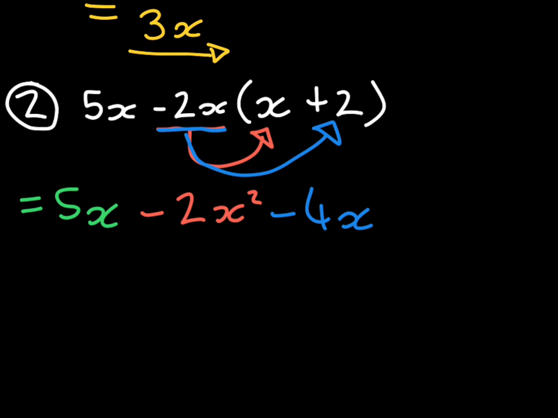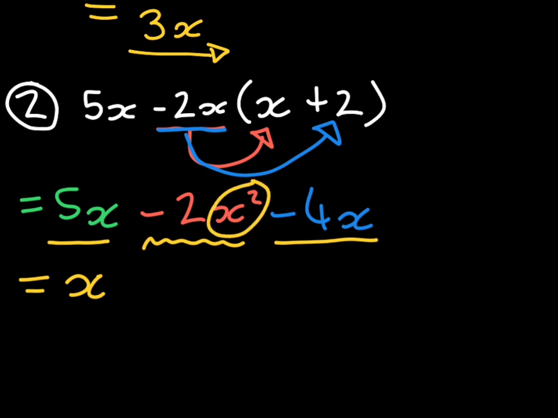Lastly, we need to identify the like terms. We can see that this term, 5x, has got an x, and this term, minus 4x, also has an x. Therefore, 5x minus 4x is simply 1x, which we write as x. And since minus 2x squared does not have any like terms, there are no other terms here with an x squared, so we keep that, and it does not change.